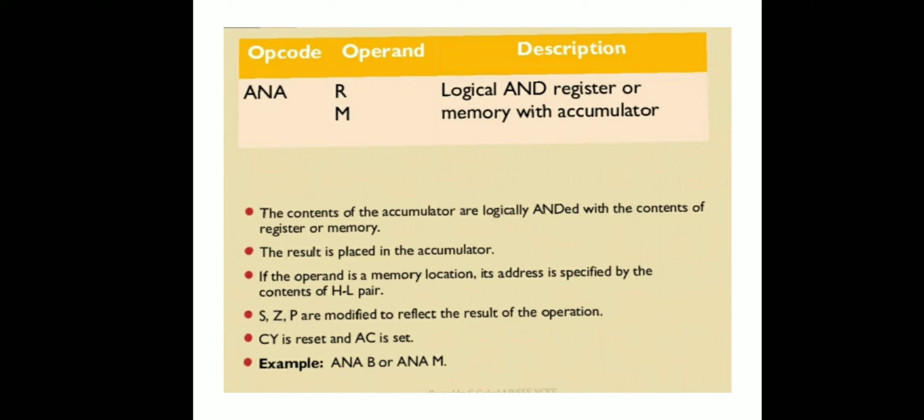If the operand is a memory location, then the address is specified by the content of the HL pair. After execution of this instruction, the flag register, sign flag, zero flag, and parity flag are modified to reflect the result of the operation.